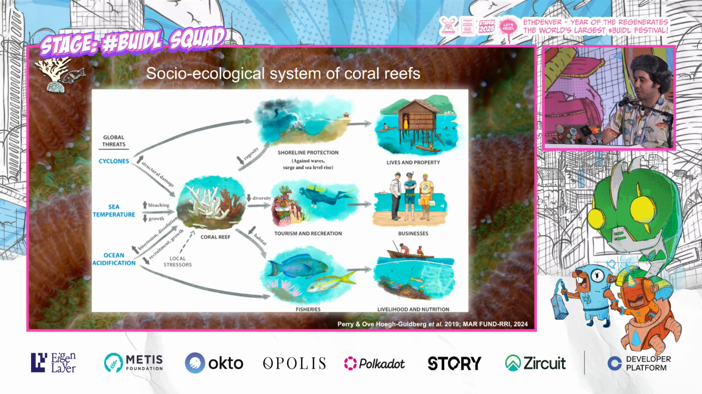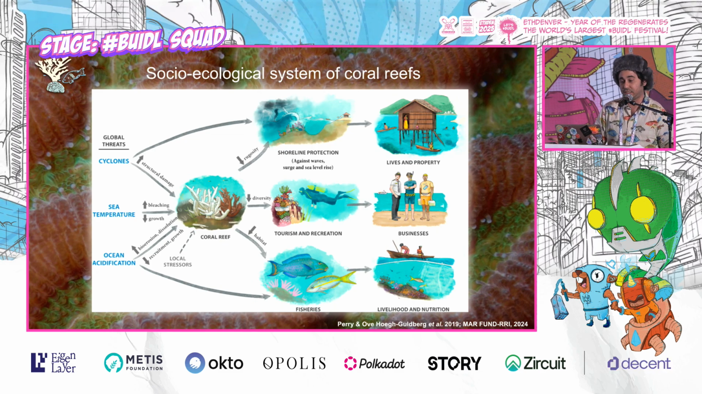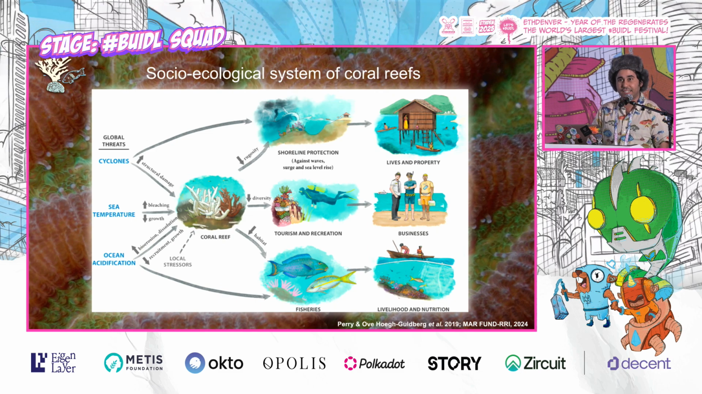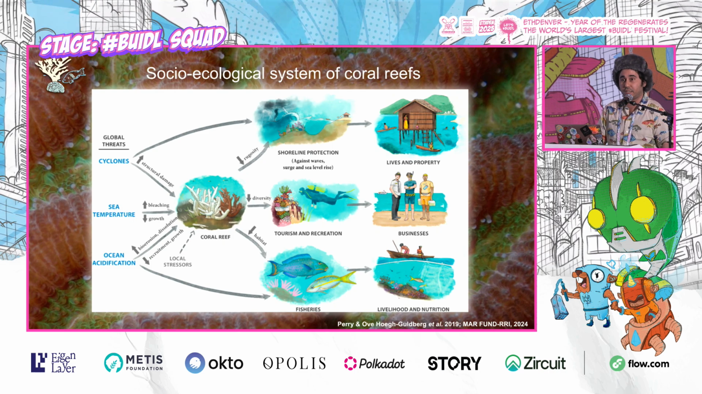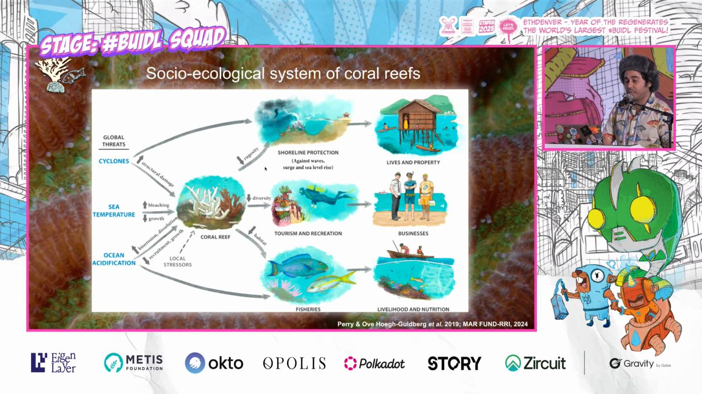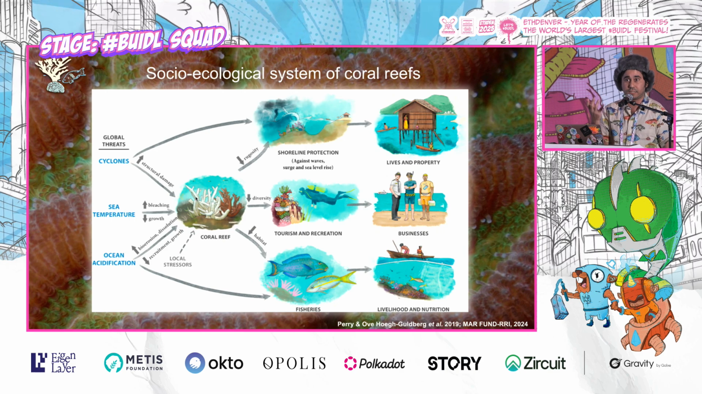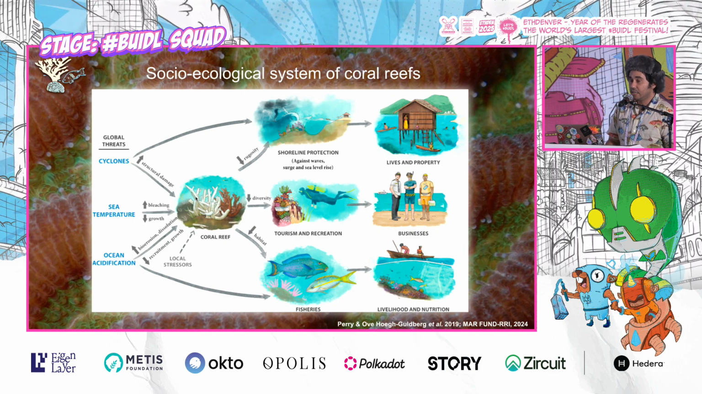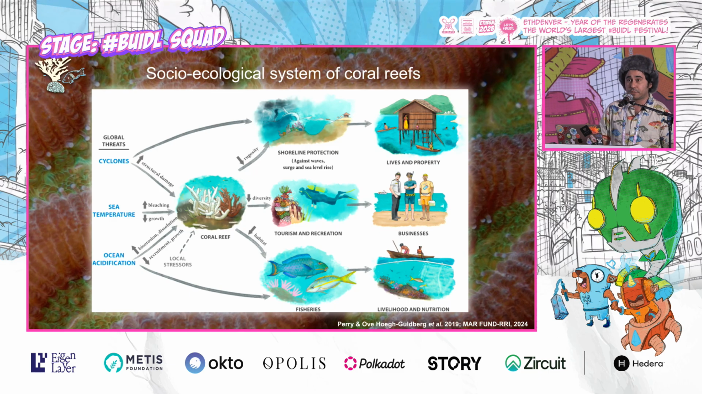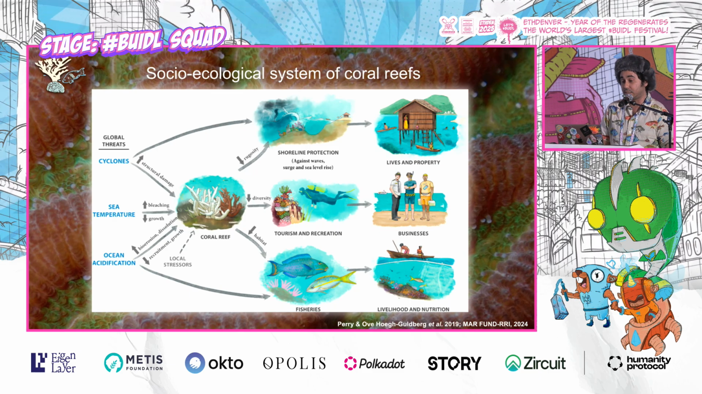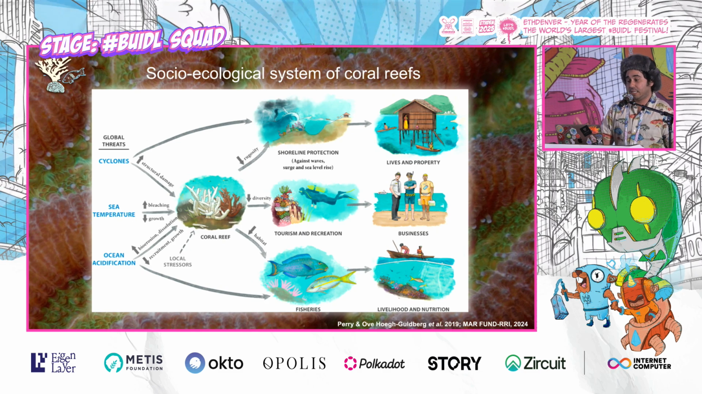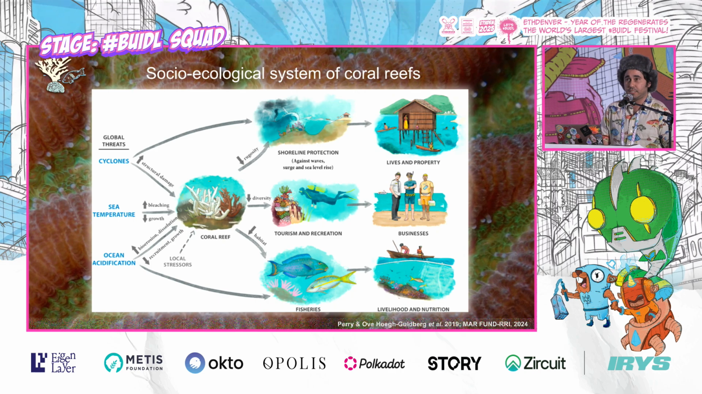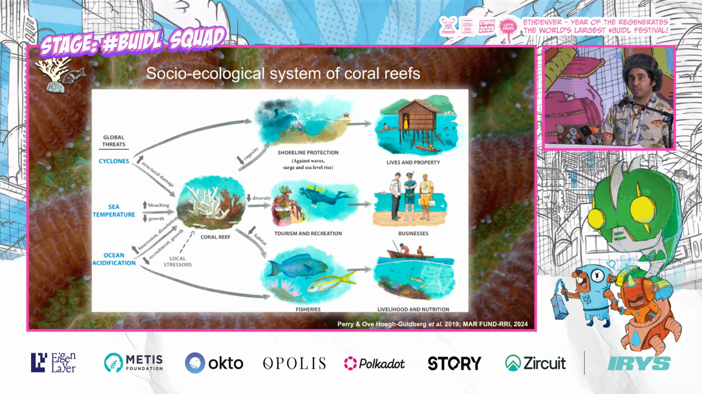We have been exploring the socioecological system of coral reefs for decades as researchers. These are basically the global threats that these ecosystems face. They're quite impacted by cyclones, by sea temperature, by ocean acidification. A coral reef is basically the unit of this ecosystem. These ecosystems provide goods and services to many people involved in this system: shoreline protection, tourism and recreation, fisheries, and basically the lives and property of businesses. Usually this ecosystem thrives with people, everywhere.